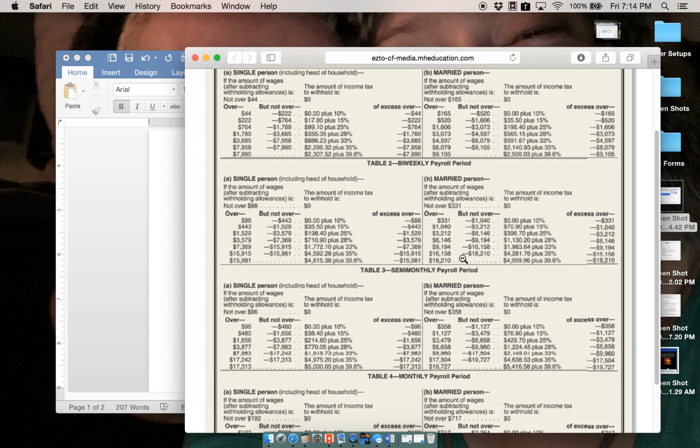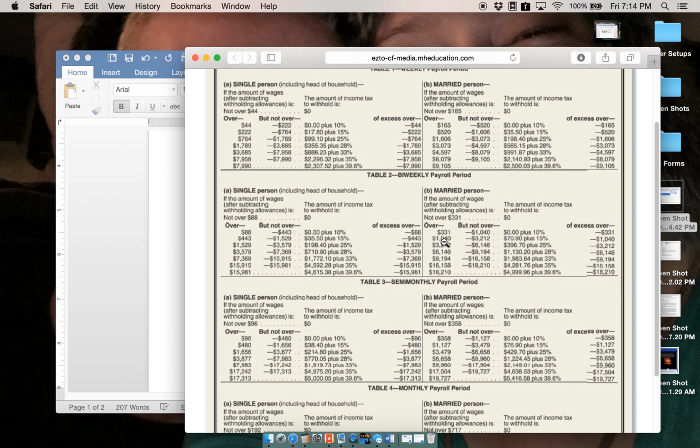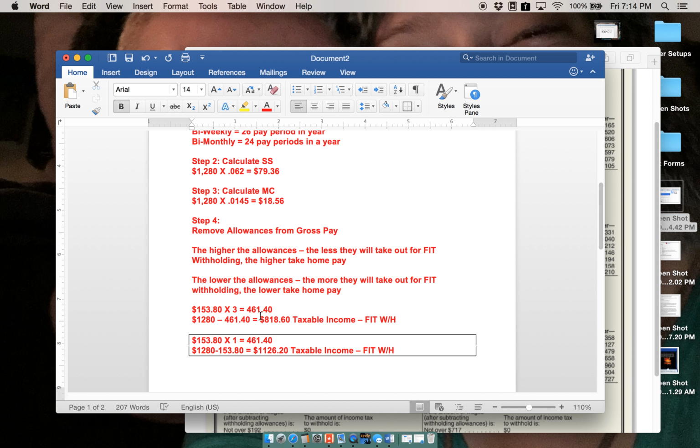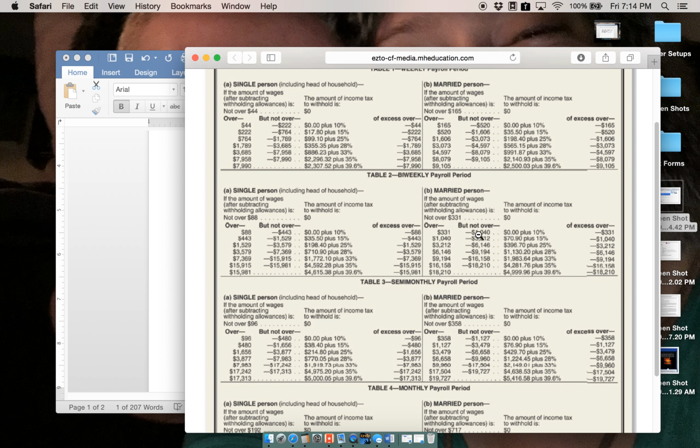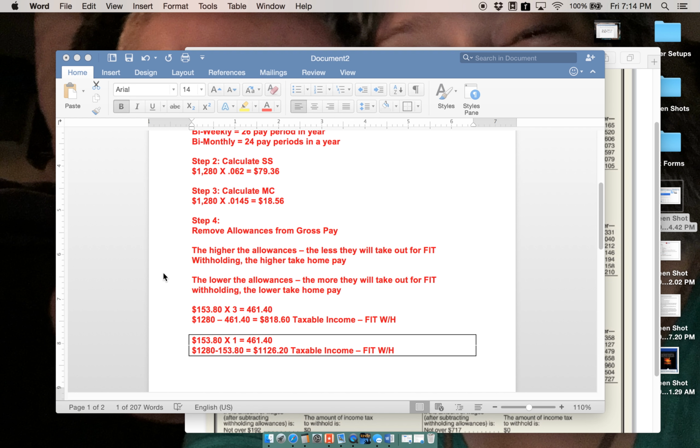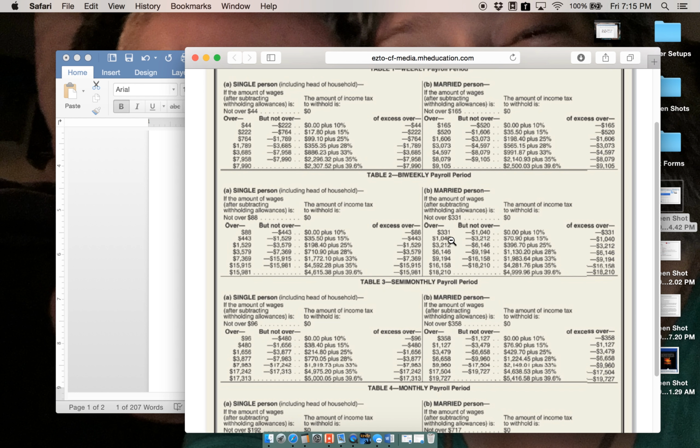Now, this is where it gets a little bit confusing if you're new to this. What we have to do is say, okay, this calculation that we just made, right here, 818.60, we need to find what range within this table it falls in. That's the first thing. So I look, and right away I can see that amount we calculated, 818.60, is over $331, but it is not over $1,040. So that means I'm in the right range right here.